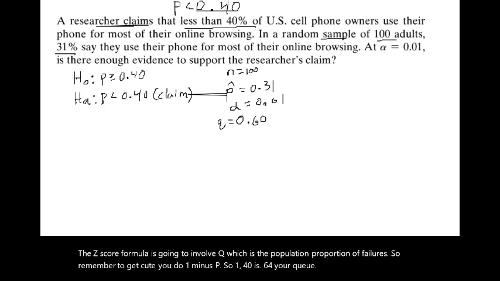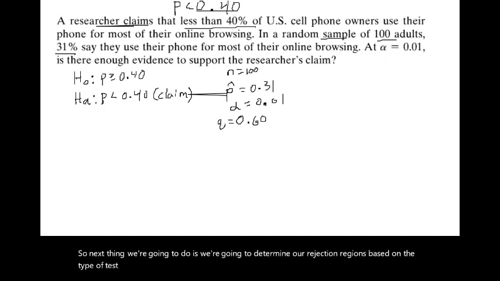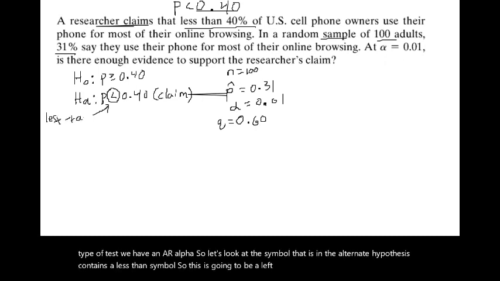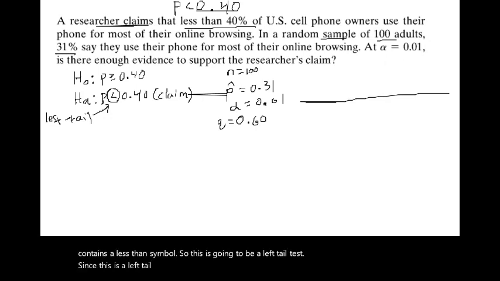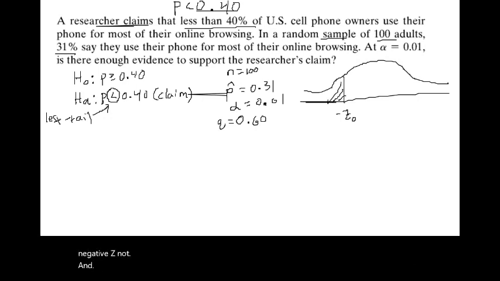So next thing we're going to do is we're going to determine our rejection regions based on the type of test we have and our alpha. So let's look at the symbol that is in the alternate hypothesis. The alternate hypothesis contains a less than symbol, so this is going to be a left tail test. Since this is a left tail test, your rejection region is going to look something like this. You're going to have just one critical value, negative z0, and the rejection region is going to be the area to the left. Now remember, that area to the left is going to go with your alpha.